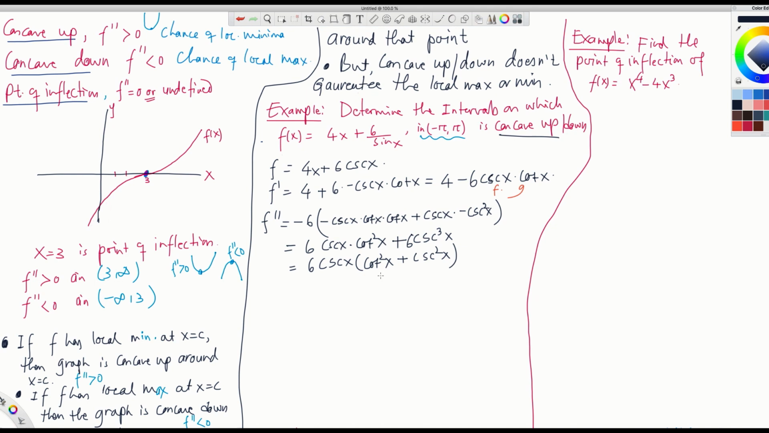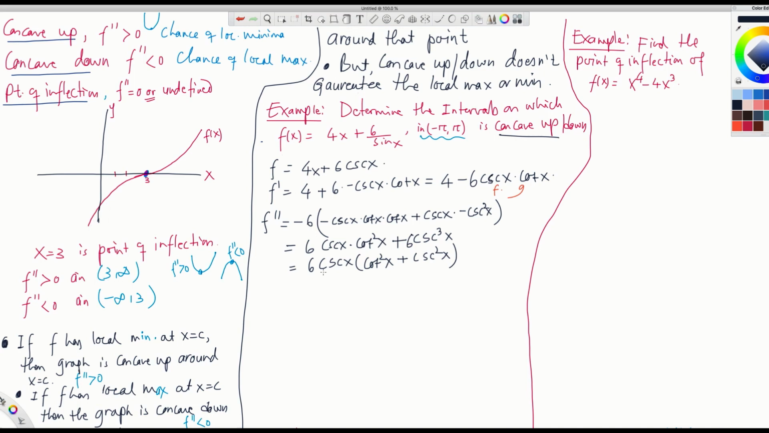So what are the values of x? Now we see what values of x make f double prime 0 or undefined. If we set x equal to 0, that will be infinity because cosecant 0 is infinity and cotangent 0 is infinity as well. So x equals 0 makes f double prime undefined here. You understand? So x equals 0 is basically the possible point of inflection. Okay, but f double prime equal to 0 does not imply it is a point of inflection, right?